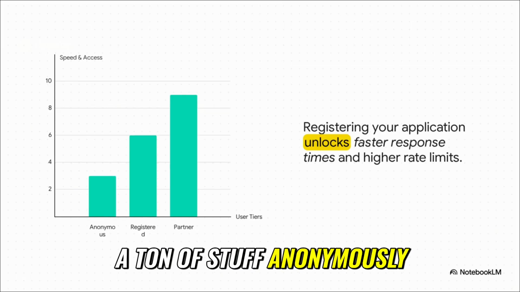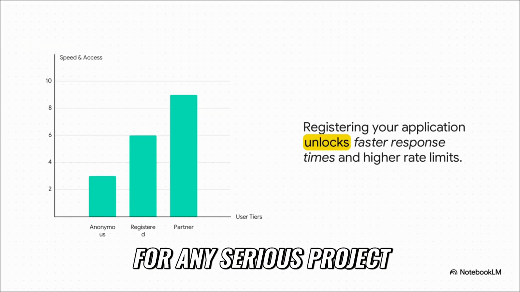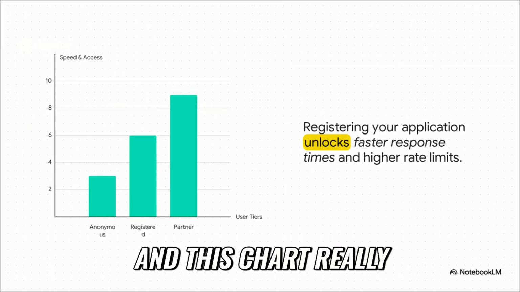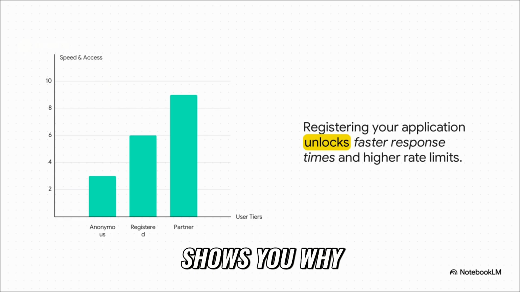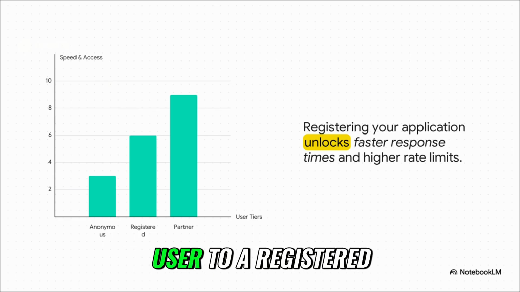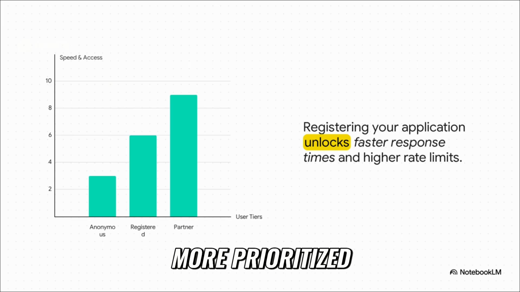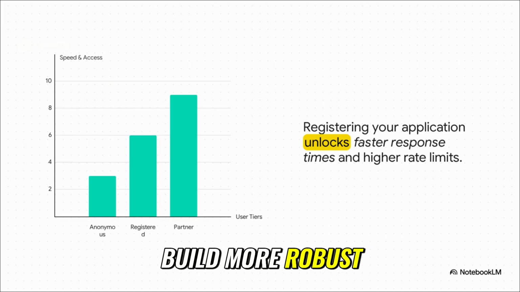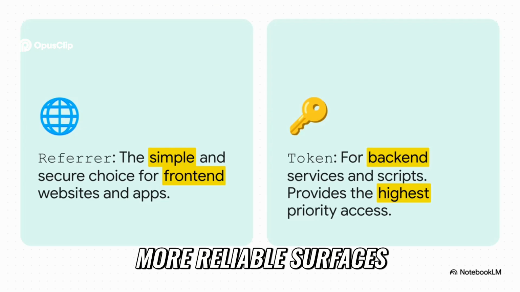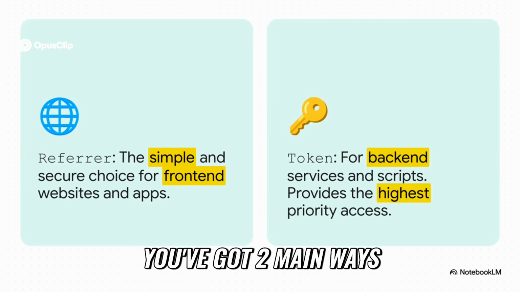Now, while you can do a ton of stuff anonymously, for any serious project, you're gonna want to register. And this chart really shows you why. As you move up from being an anonymous user to a registered application or a partner, your access to the platform gets faster and more prioritized. It just lets you build more robust, more reliable services. And how do you register? Well, you've got two main ways.